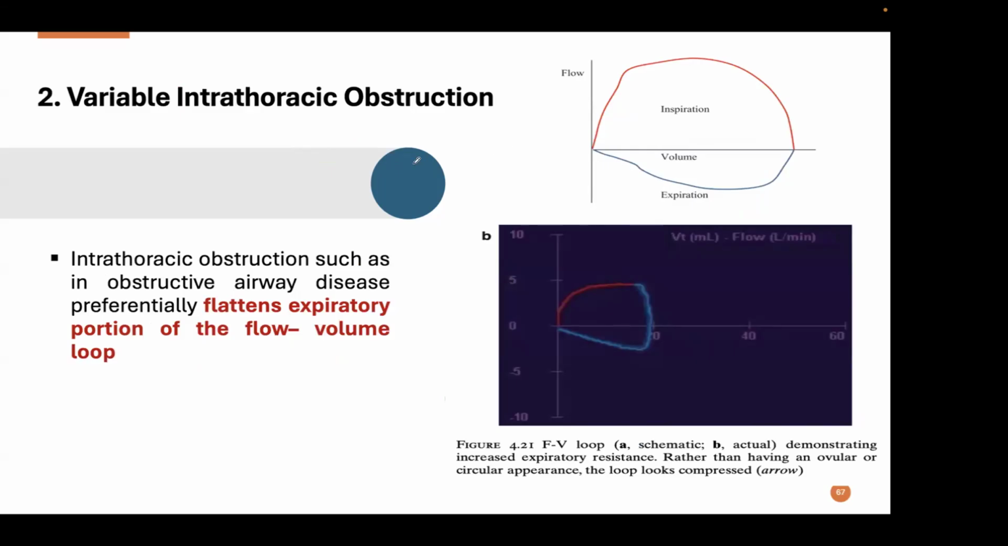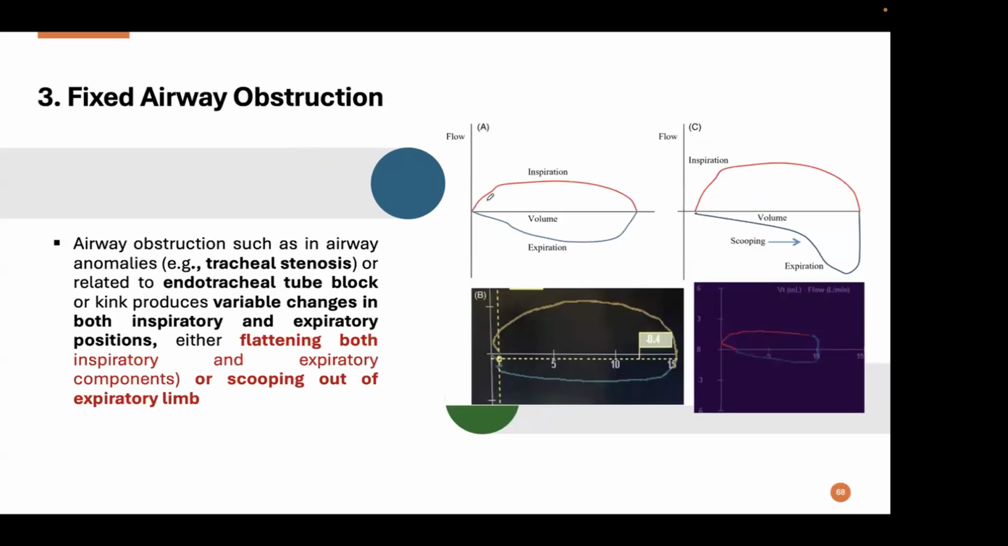There, so EI is opposite. Okay, so now if there is a fixed obstruction, then both will be compressed, both your inspiration as well as expiration. Or there could be some sort of a scooping like this. So these two pictures could be present in fixed airway obstruction, like in cases of BPD.